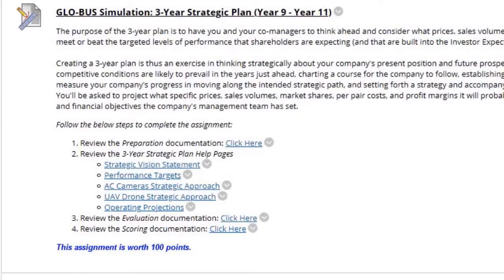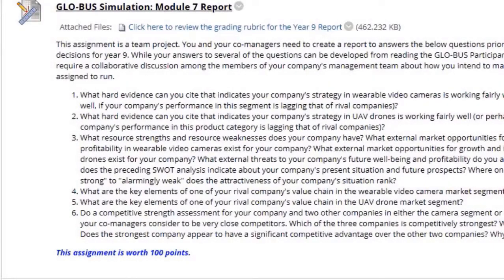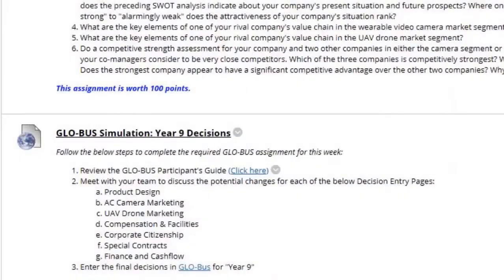Most teams that communicate well and take their time with the 3-year strategic plan do very well. Next, we have the Globus Simulation Module 7 report. The report will be based on strategy, resources, and competition. Next, we have the Globus Simulation Year 9 decisions. Then again, you have this under control. I think last week there were only 1 or 2 teams that I was concerned with. Hopefully, here in a moment when we review the standings, I will no longer have those concerns.